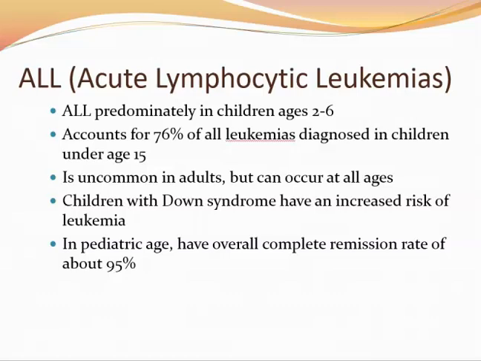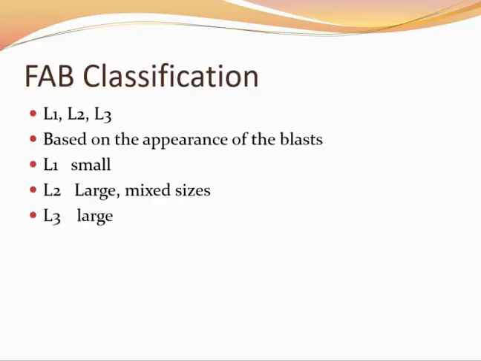In pediatric age, they have an overall complete remission rate of about 95%. Pediatric meaning children, and remission meaning signs and symptoms will go away. So just like with AML, ALL has classification systems with both the FAB system and with WHO. So let's go over those in the next couple of slides.